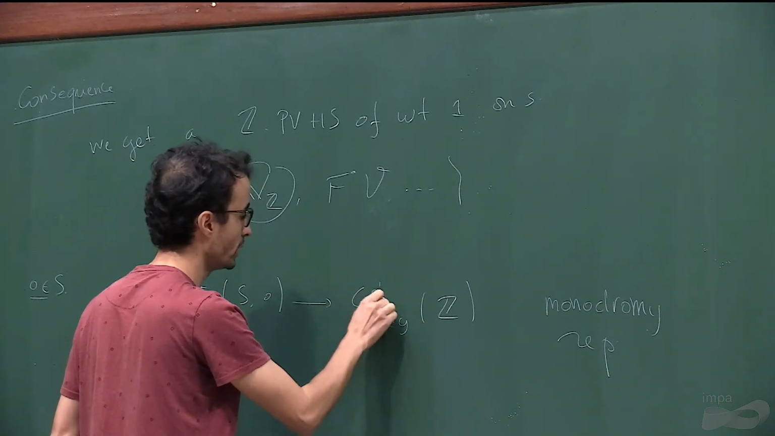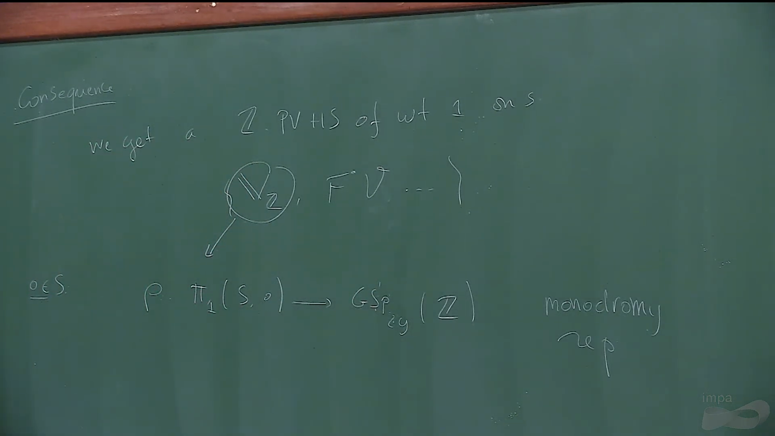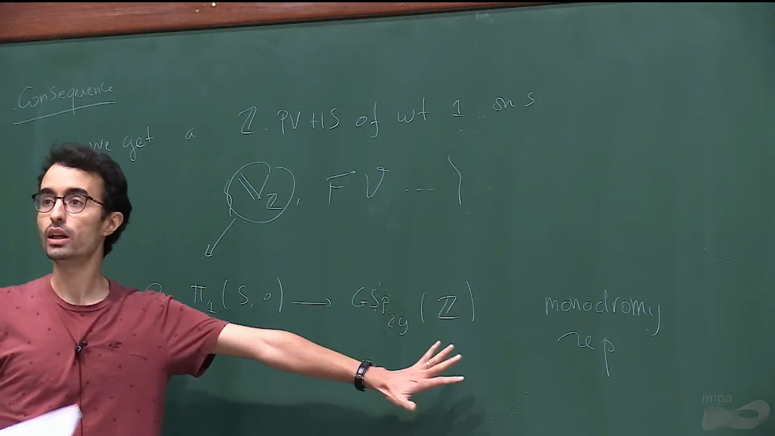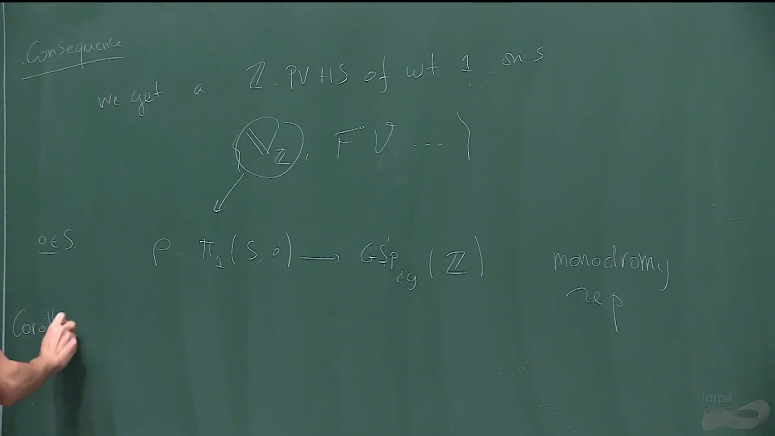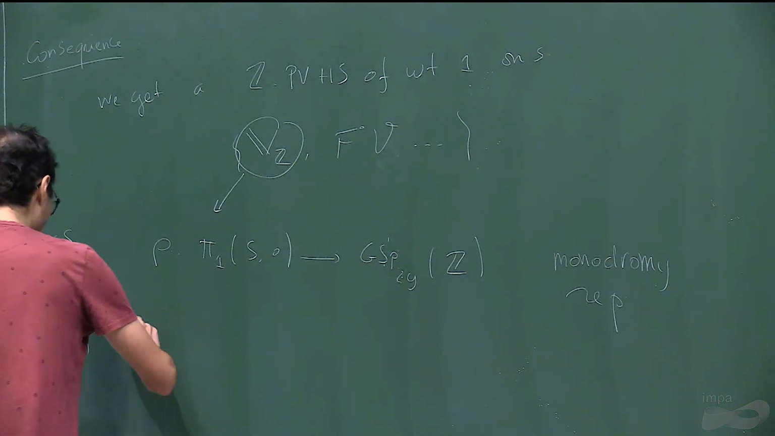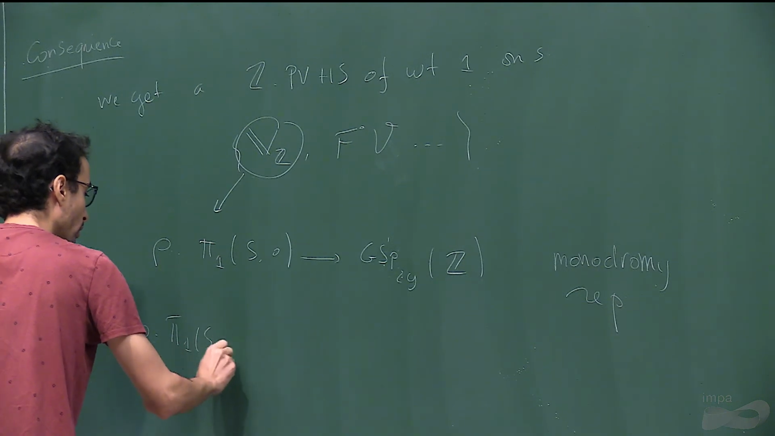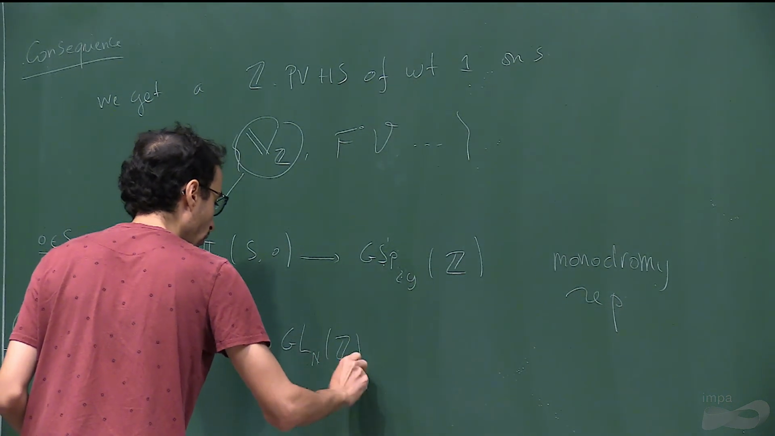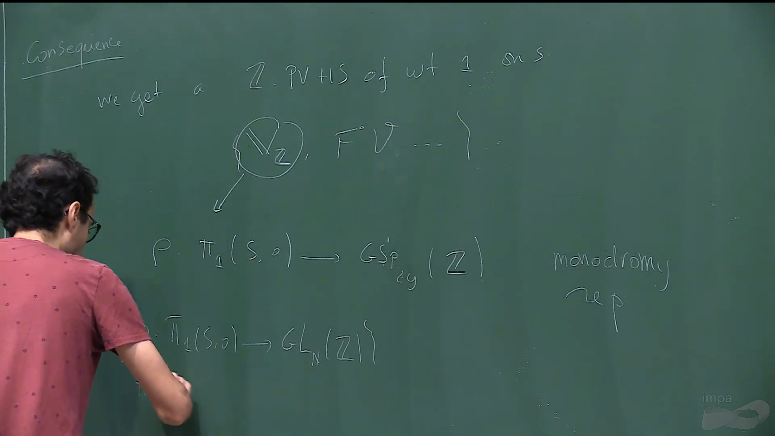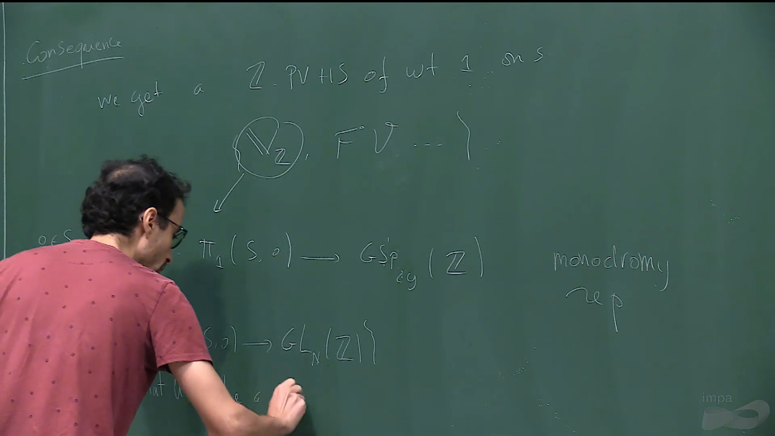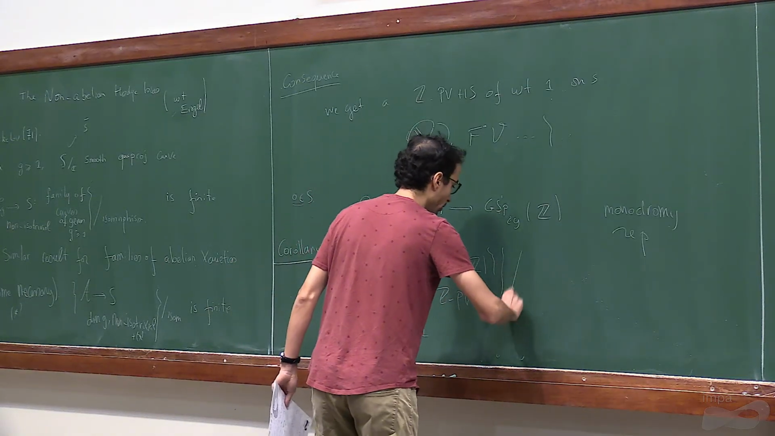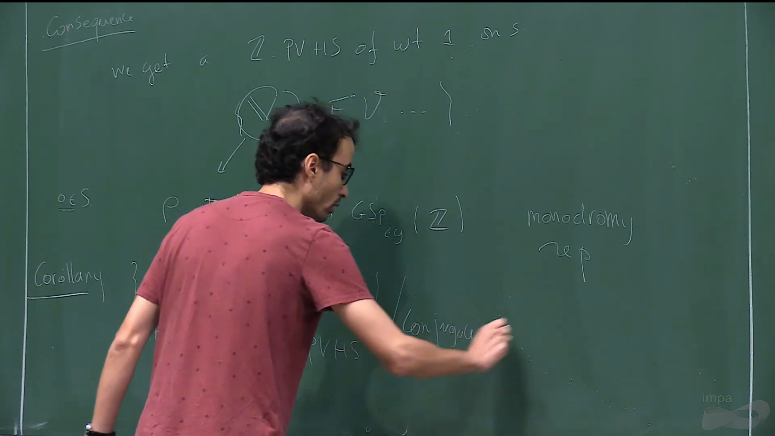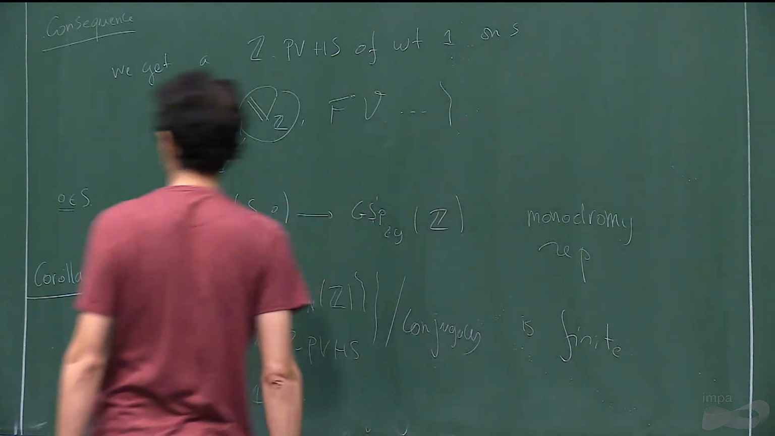Let me just land it into GSp. The consequence is that there are only finitely many representations of the pi_1 into GSp_2g or GL_N(Z) that underlie a ZPVHS of weight 1. So, corollary: the set of representations of the pi_1 into GL_N(Z) that underlie a ZPVHS of weight 1, up to conjugacy again, is finite. This is a weak corollary of these two statements.